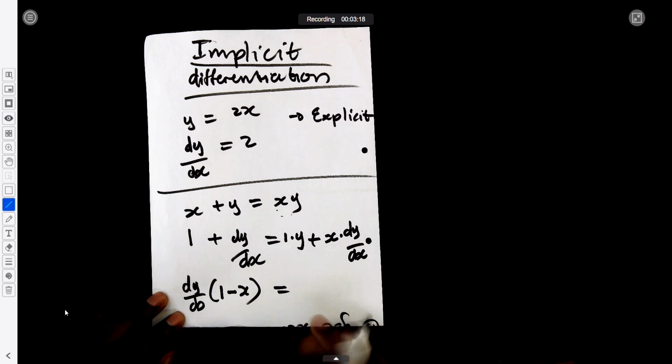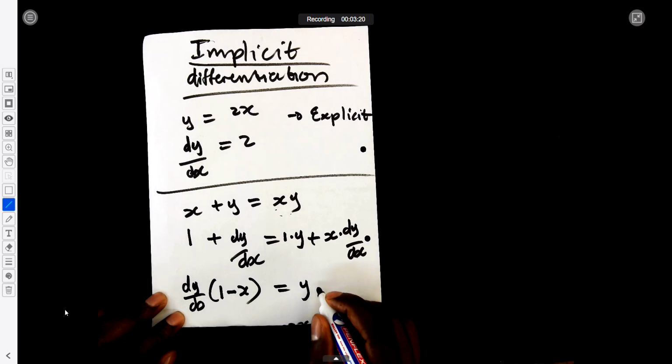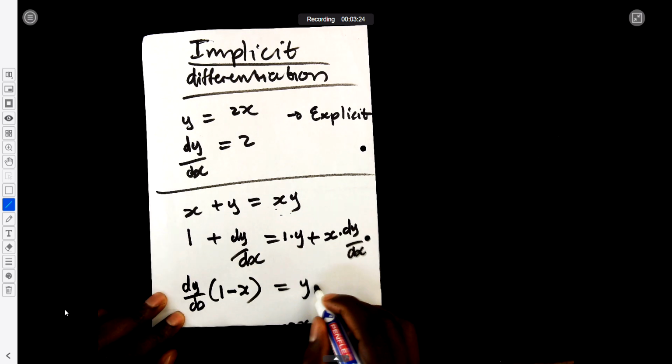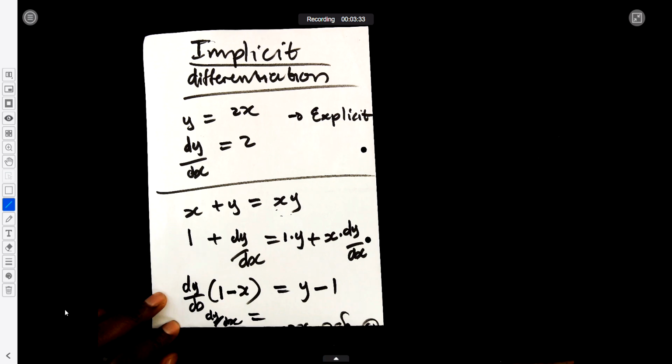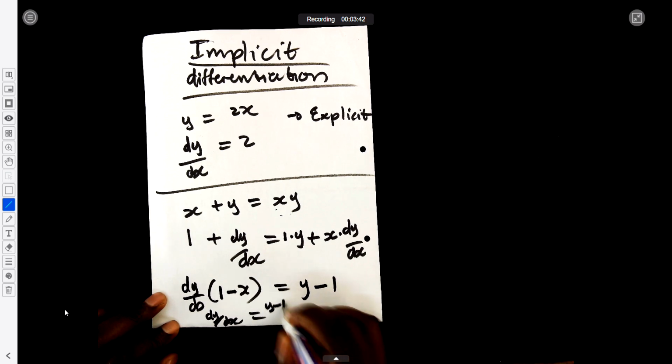Same thing, I'll be taking this y: 1 times y is y. Take 1 to the other side, it will be minus 1. So therefore, we can divide on both sides of the function: dy over dx equals 2y minus 1, and we divide by 1 minus x. It's a factor now. That's why we're taking out dy over dx. So we'll have y minus 1 divided by 1 minus x.